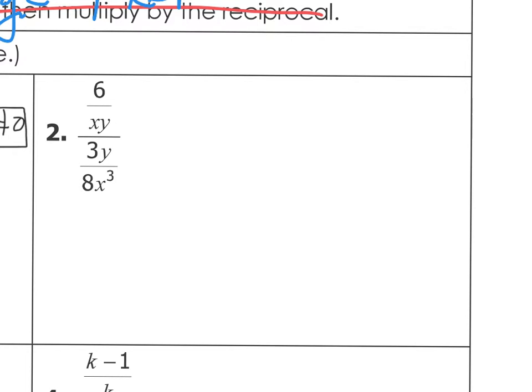So you go ahead and try 2 on your own, pause the video, and then restart. All right, so we are going to keep, change, and flip. So I'm going to keep the first fraction, 6 over xy, change that division bar to multiplication, and I'm going to flip the denominator's fraction. So find the reciprocal, so 8x cubed over 3y. Then I'm going to simplify.